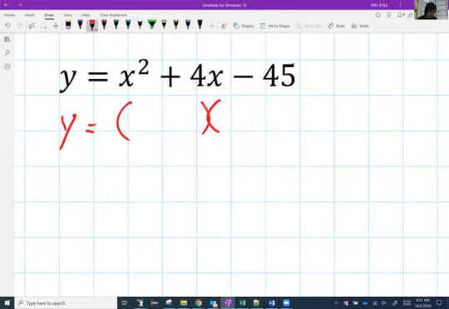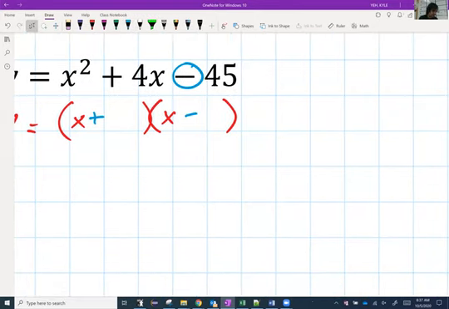There's nothing to pull out, so binomials, we're setting them up. X squared, the only way I'm getting that is x and x. What do I know about my signs in these binomials? Well, C is negative, so I know they're different. One of each, because a positive times a negative is how I'm going to get that negative. So at this point then, I'm looking for two numbers, one positive, one negative, that multiply to be negative 45 and add to be 4.